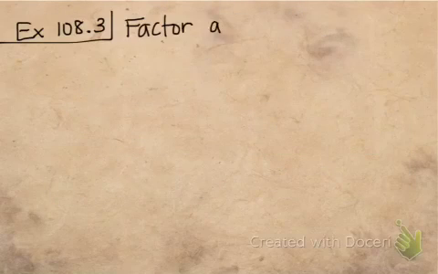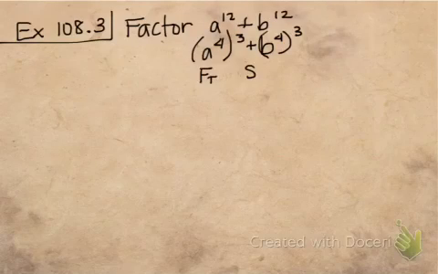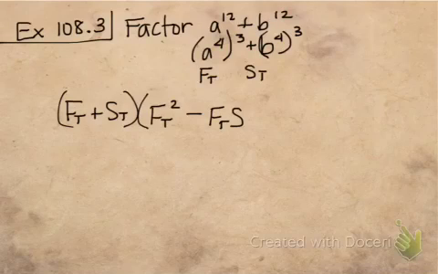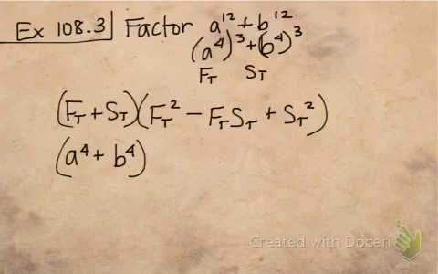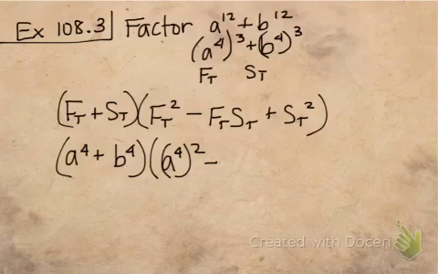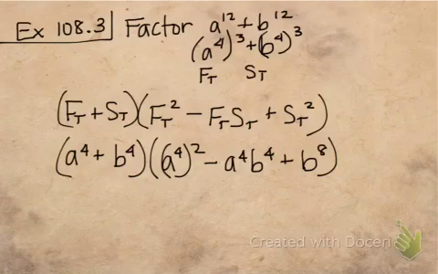Okay, one more example. Factor a to the 12th plus b to the 12th. So the first thing that I notice is we have a to the 4th cubed plus b to the 4th cubed. A to the 4th is my first thing and b to the 4th is my second thing. So we'll use first thing plus second thing times the quantity first thing squared minus first thing second thing plus second thing squared. So my first thing is a to the 4th plus the second thing is b to the 4th. First thing squared, a to the 4th squared minus a to the 4th b to the 4th plus b to the 4th squared, which is b to the 8th.